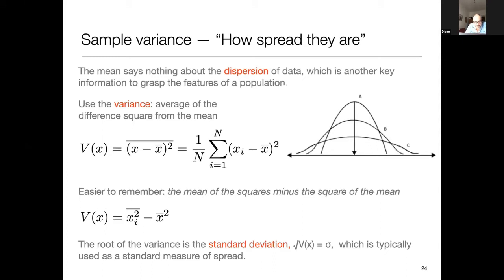And then you can also measure how your data are spread, because the mean does not tell you anything about the dispersion of your data. In this case, you use the variance, and the variance is this formula here that some people might find a little bit confusing, so it's perhaps easier to remember as the mean of the squares minus the square of the mean. And the root of the variance is the standard deviation that all of you know, which is very popular as a standard measure of spread, basically.